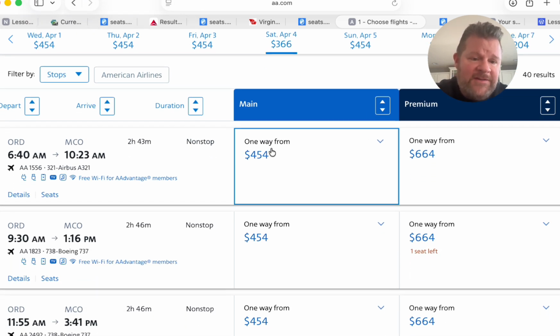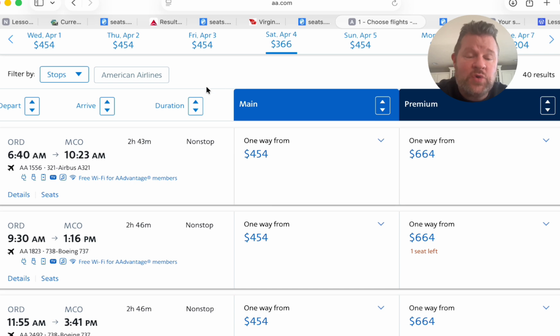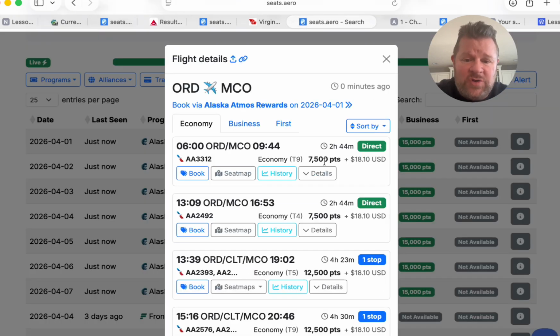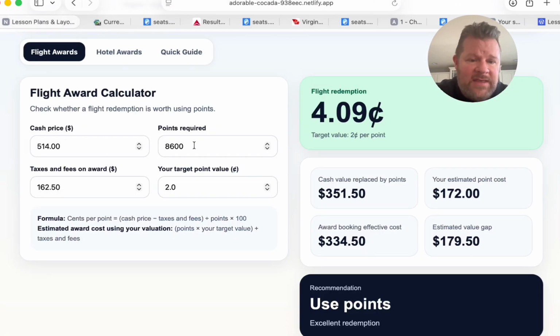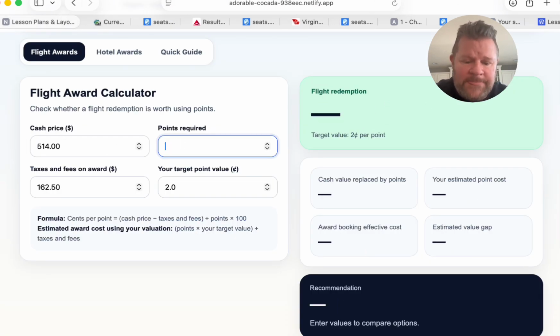It's 454 bucks is what the cost would be, which is crazy. And it shows that, by the way, they have lots of these seats available too. So that's pretty cool. If you had these miles, you could use it. So 7,500 points. We're going to go back over here and plug in the 7,500 points total.